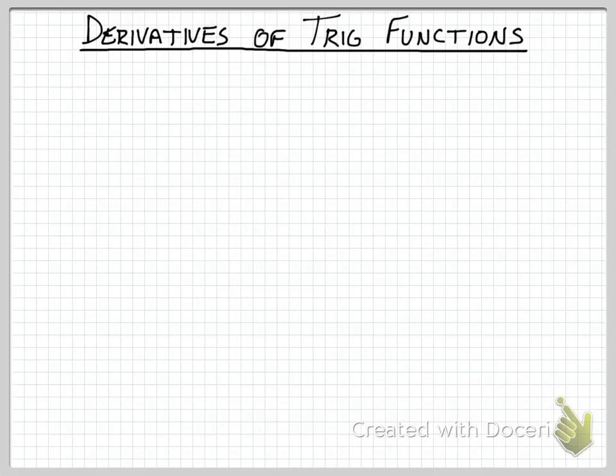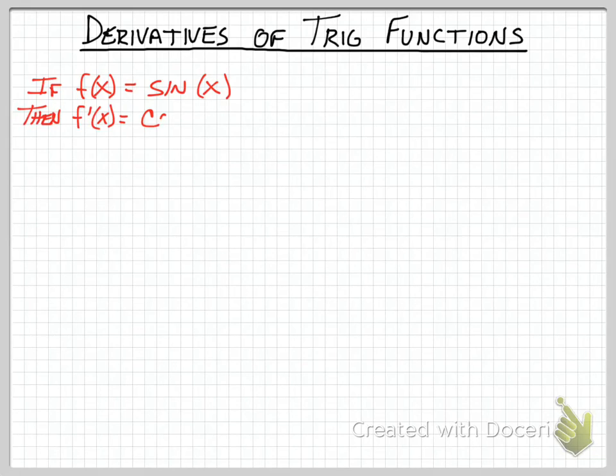In this video, we're going to run through the derivatives of the 6 main trig functions. We're not going to do any proofs, we're just going to lay them out so we have them in front of us. So let's start. If f of x is equal to sine of x, then our derivative f prime of x is going to equal cosine of x.